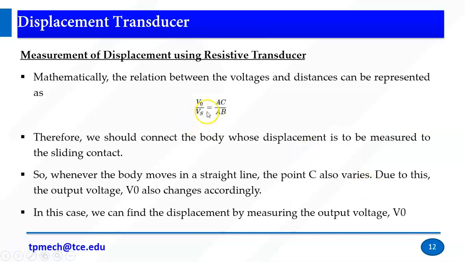V0 divided by Vs is equal to AC divided by AB. So we derive the relationship: V0 by Vs equals AC by AB. So if we know any of these three, we can calculate the other one.